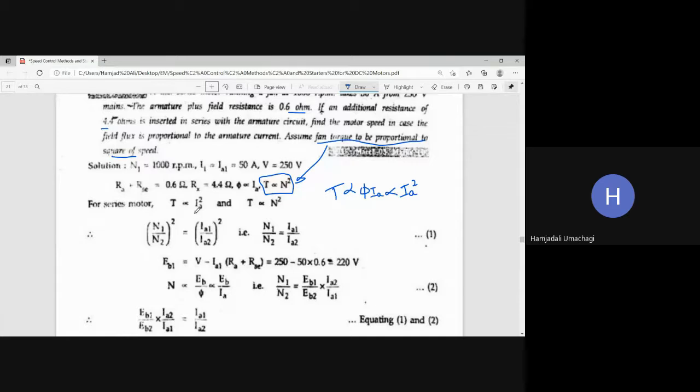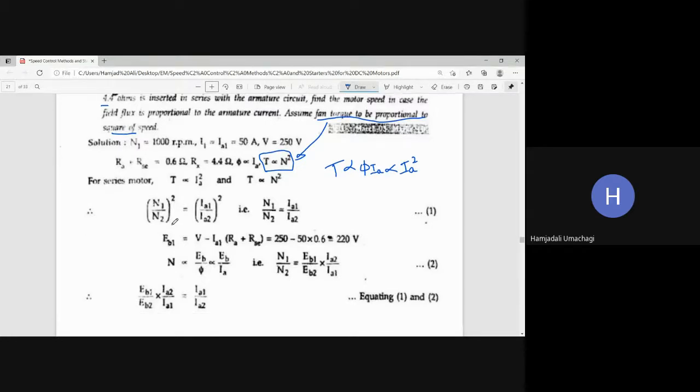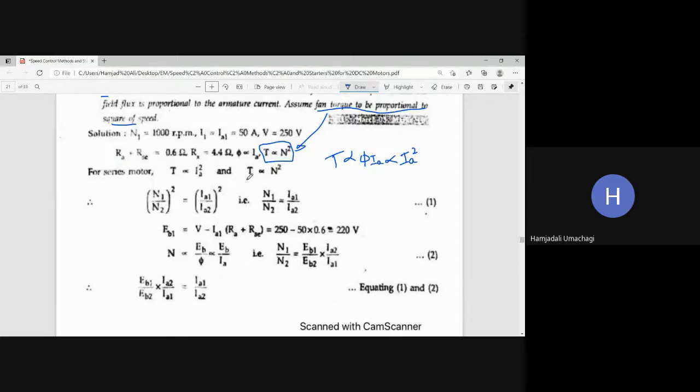And for series motor, torque is directly proportional to Ia square and torque is directly proportional to N square. So in this case, Ia square becomes equal to N square. Yes or no? Because torque is same. So Ia square equal to N square. So now N1 by N2 whole square is equal to Ia1 by Ia2 whole square, or else if this square gets cancelled, simply the equation becomes what? N1 by N2 equal to Ia1 by Ia2.